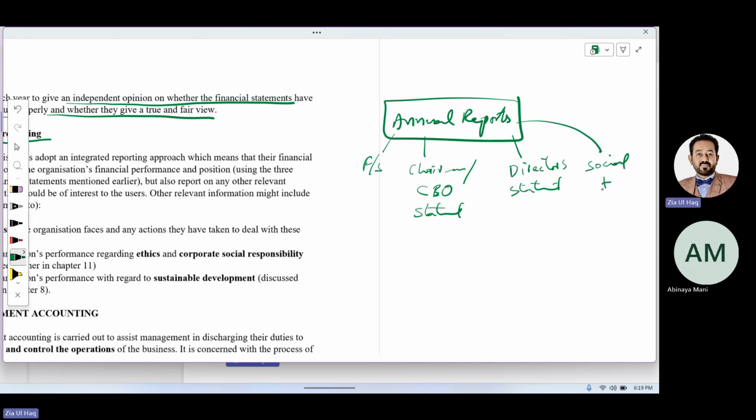Our company has done something for the betterment of the environment. Like to reduce environmental pollution, the company has invested in new machinery. Along with using resources, the company has invested in reproduction of resources. So that should also be reported in the annual report.